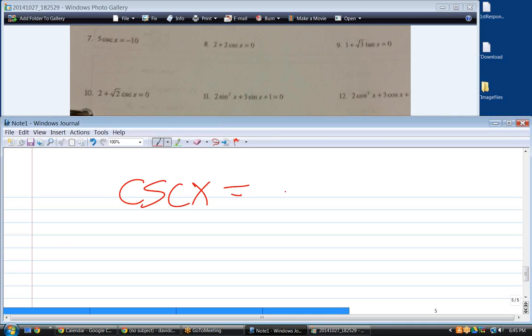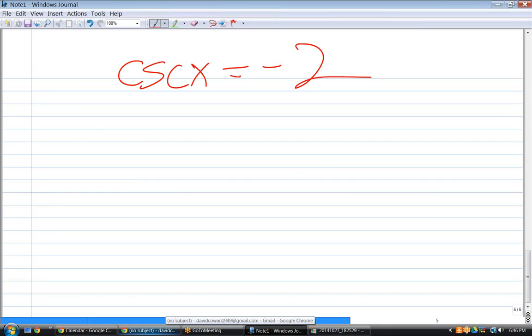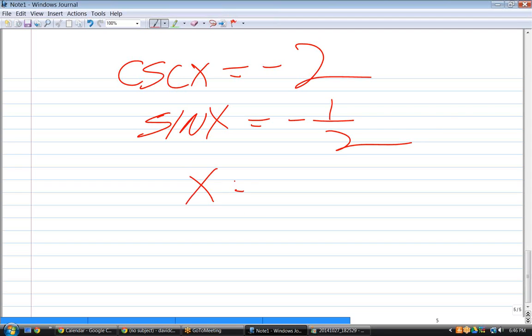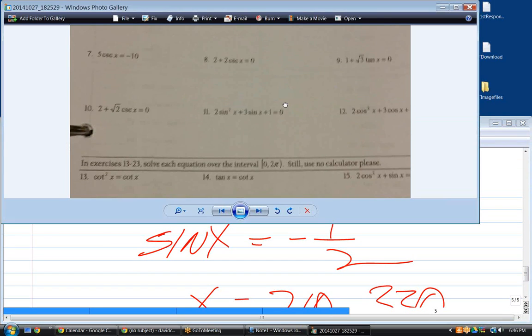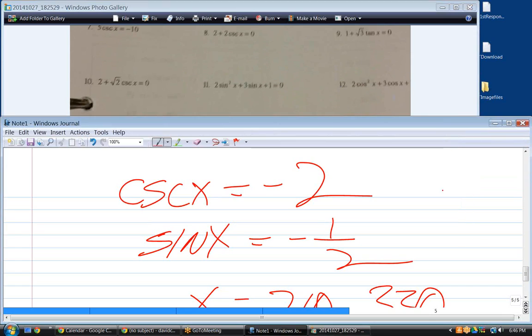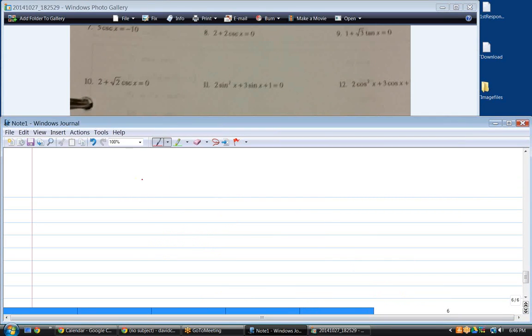Cosecant x equals minus 2. It'll end up being sine of x equals negative 1/2. And then that happens at x equals 210 and 330. Good. Which one did we just do? 7? Yeah, we're on 8. Okay. So we have cosecant x equals minus 1.